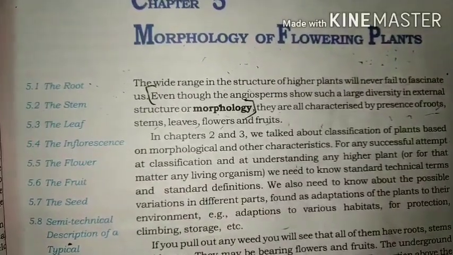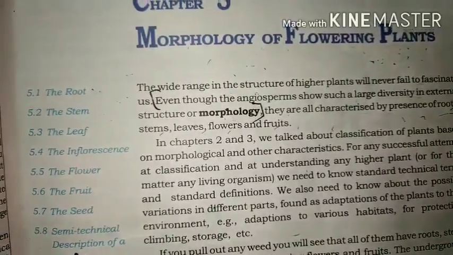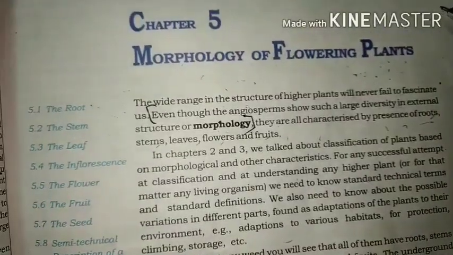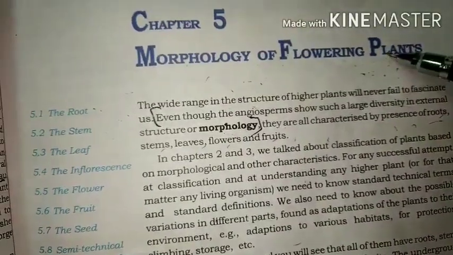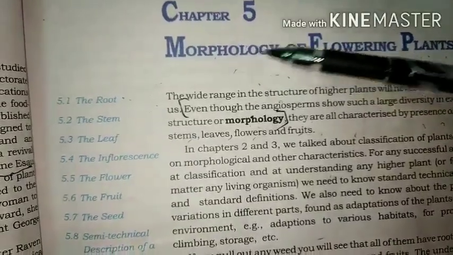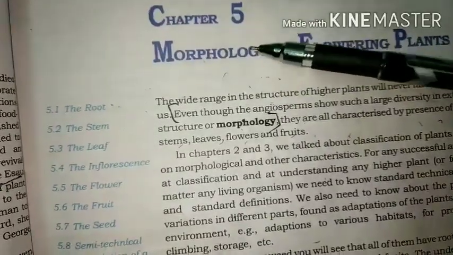In the last video we discussed angiosperms, and in this video we are going to discuss the morphology of flowering plants, which is nothing but the morphology of angiosperms. Why am I using angiosperms here? Because flowering plants are also called angiosperms. What is meant by morphology? It is the study of external characters, for example shape and structure, etc.